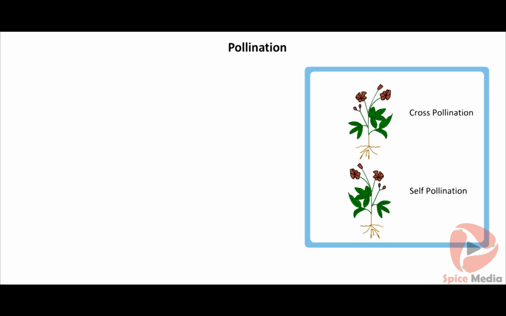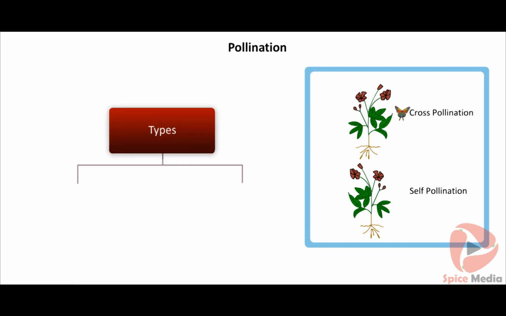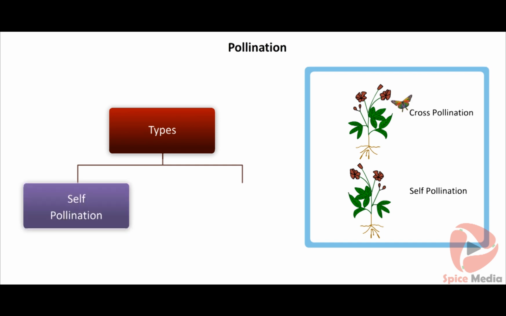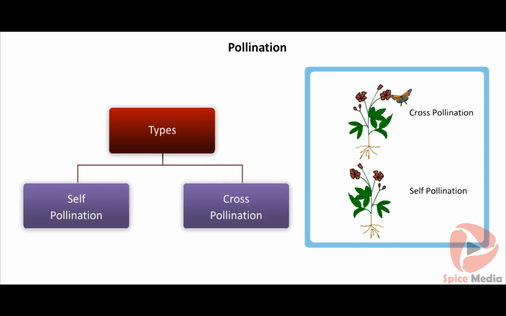Pollination is the next step in sexual reproduction. The method of transfer of pollen grains from anther to the stigmatic surface of a flower is known as pollination. Pollination is of 2 types. They are self-pollination and cross-pollination. Transfer of the pollen grains from the anther to the stigma of the same flower or different flower of the same plant is called as self-pollination.